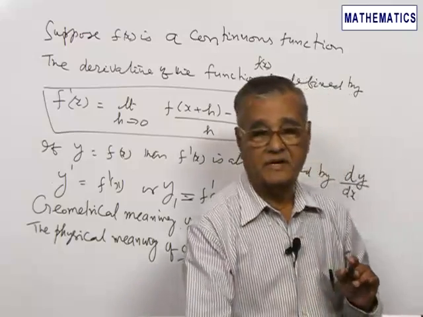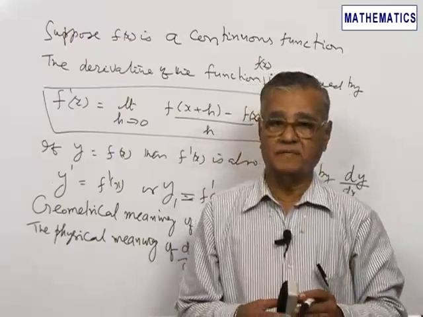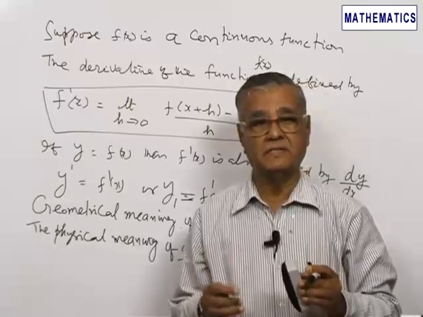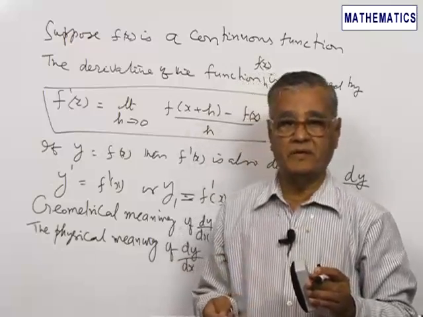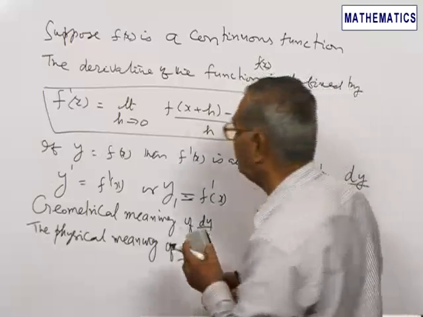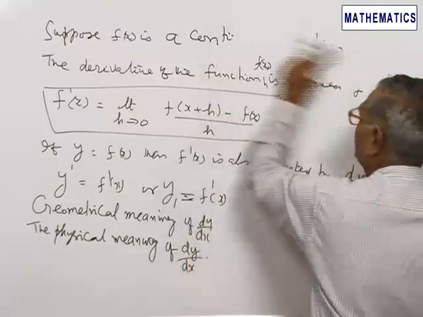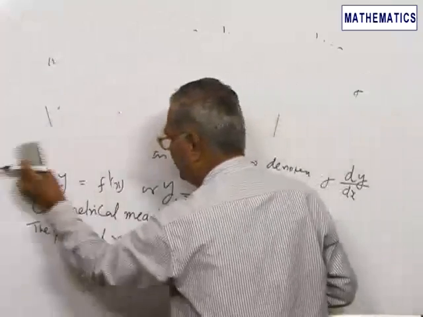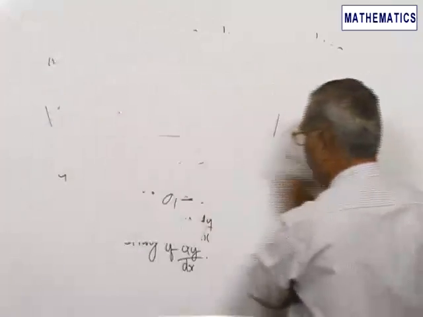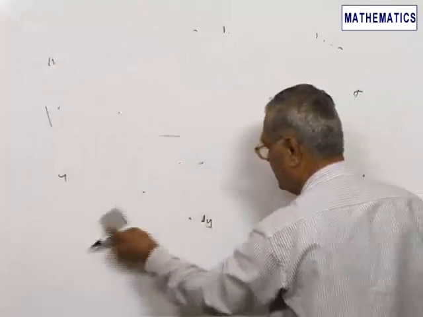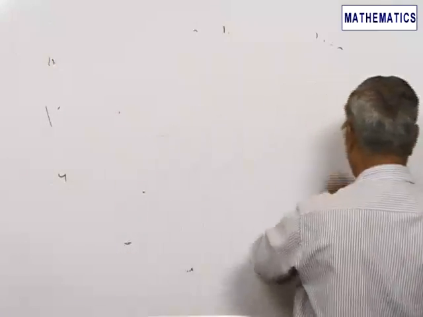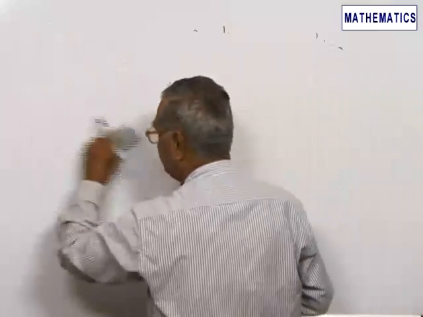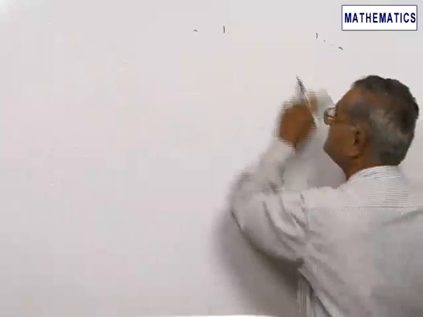When you consider a continuous function y is equal to f of x, we know very well that this is the graph of some function. If y equal to f of x is a function which is continuous, it is possible to draw the graph of the function. When we draw the graph, we are interested in the slope of the tangent at a point. Now this dy by dx represents the slope of the tangent at a point on the curve.